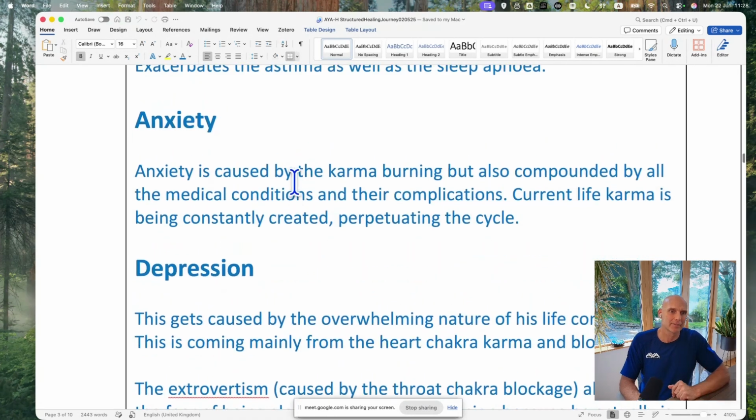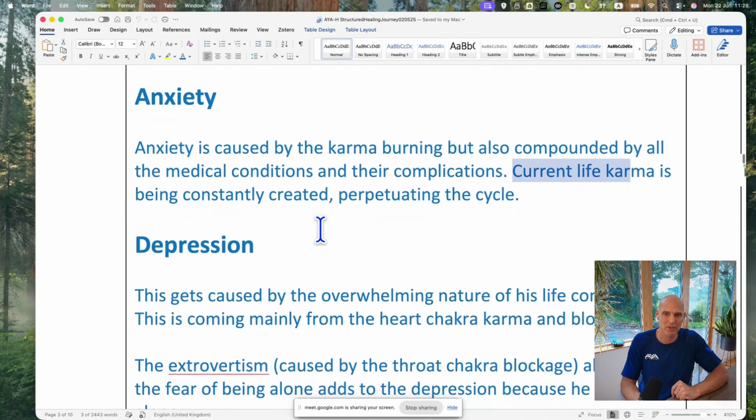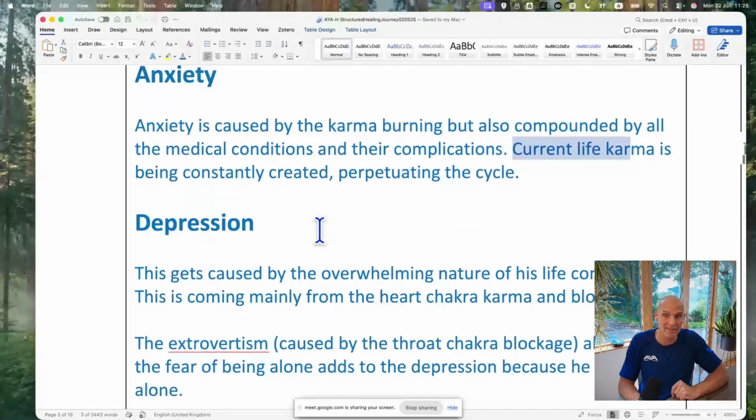Okay, next problem is anxiety. So anxiety is caused by all the karma burning, but is also compounded by all the medical conditions and their complications. And as I said before, current life karma is constantly being created, perpetuating the cycle. So he's got to learn those karma lessons, very important.